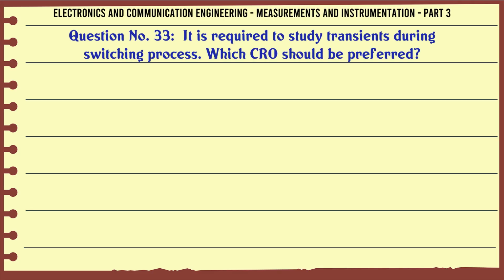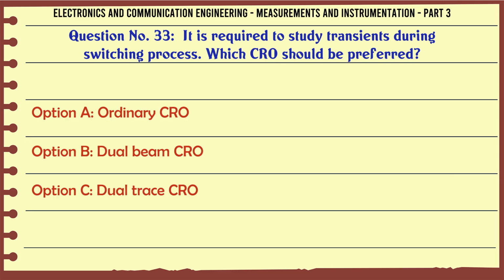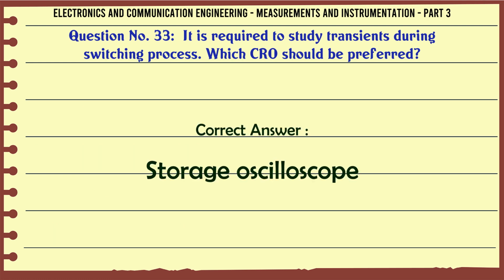It is required to study transients during switching process. Which CRO should be preferred? A. Ordinary CRO, B. Dual beam CRO, C. Dual trace CRO, D. Storage oscilloscope. The correct answer is storage oscilloscope.